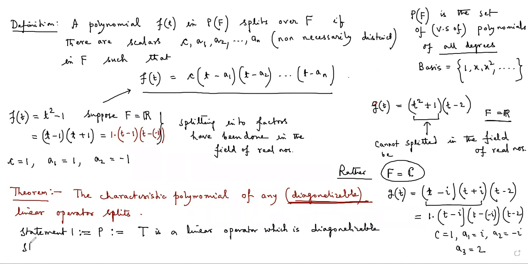And statement 2 is Q: T splits in some field. Okay, so these are the two statements. The theorem is saying that P implies Q. So if you have a diagonalizable linear operator, it will split in some field.